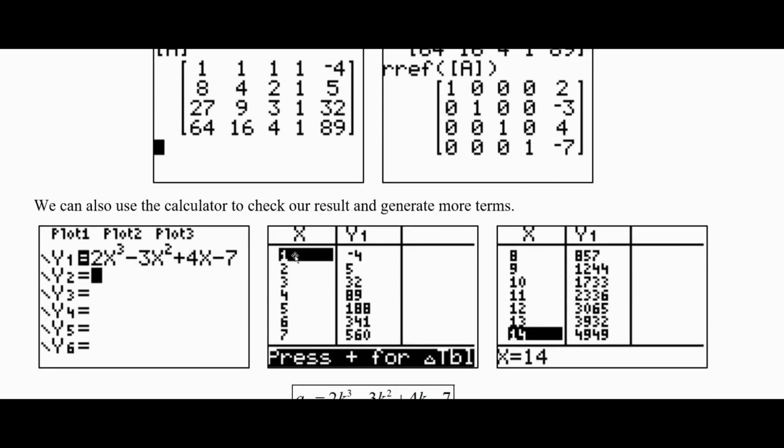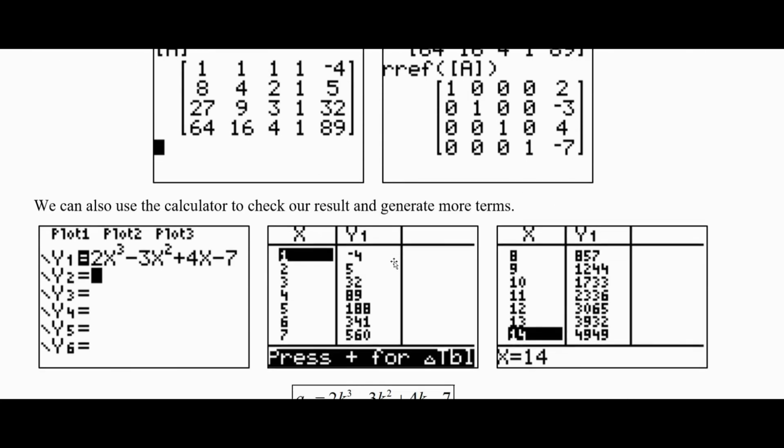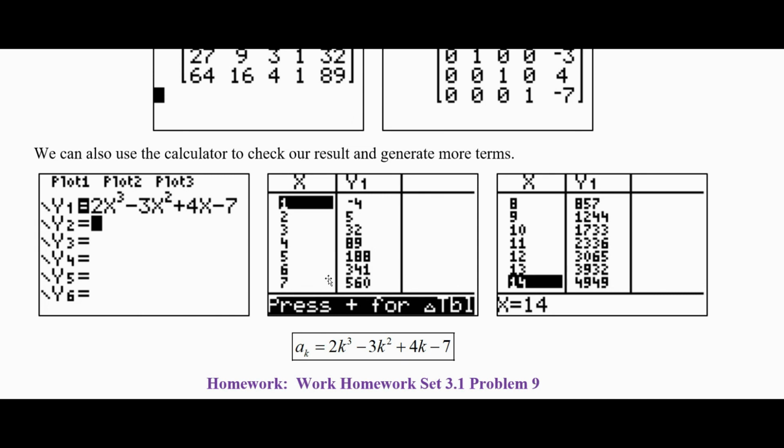If I set my table going up by ones, it produces the sequence right here. And there's the first terms. It does agree with what we've got as a check. Let's see, up to 560. Yeah, that's the first 7 terms, it agrees, and I can scroll down and get the next few terms if I want. So there's the formula right there in the right form.